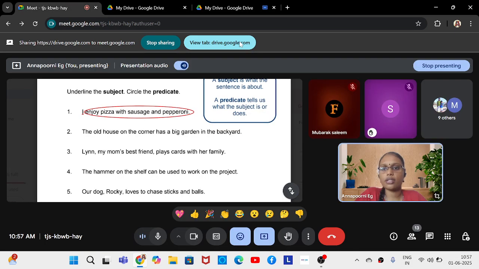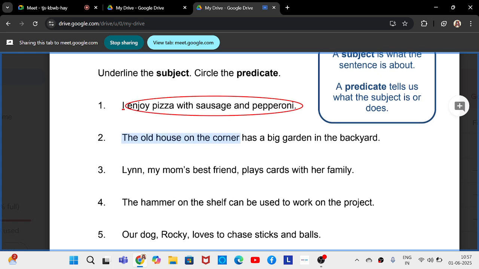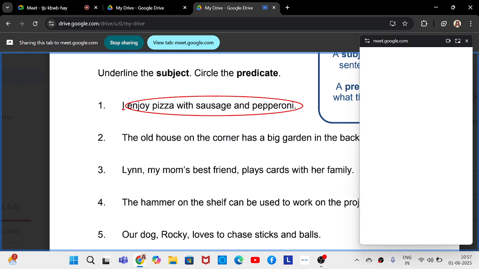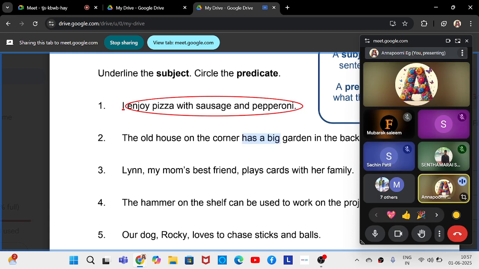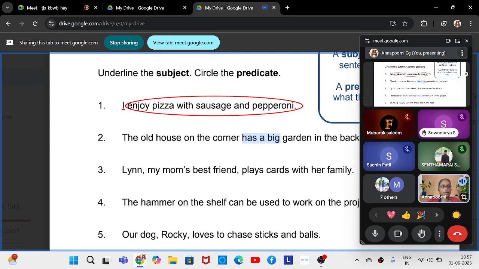See, the second one, the old house on the corner is together a subject, because wherever the verb comes, you have to start the predicate only from there. Here the verb is coming, starting from has. So you have to start the predicate only from has. This is one option.